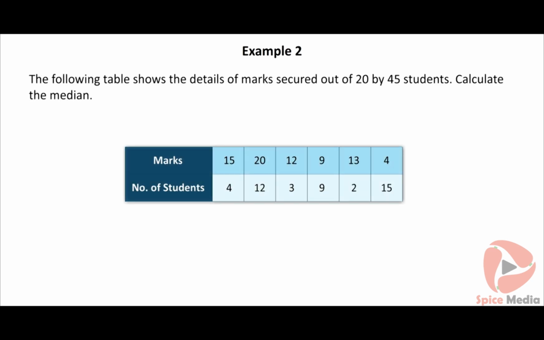Here is the next example. The following table shows the details of marks secured out of 20 by 45 students. Calculate the median. Click on the solution button to view the solution.